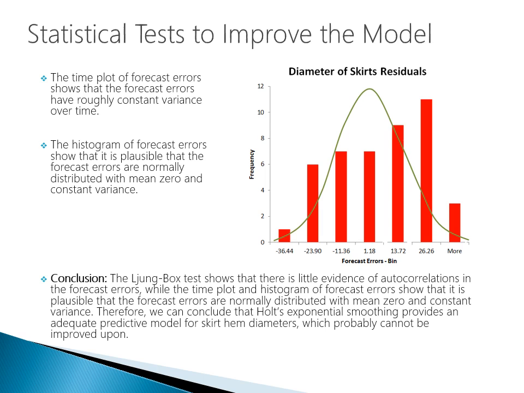Therefore, our conclusion is that the Ljung-Box test shows that there is little evidence of autocorrelations in the forecast errors, while the time plot and histogram of forecast errors show that it is plausible that the forecast errors are normally distributed with a mean of 0 and constant variance. Therefore, we can conclude that Holt's exponential smoothing provides an adequate predictive model for skirt hem diameters, which probably cannot be improved upon.